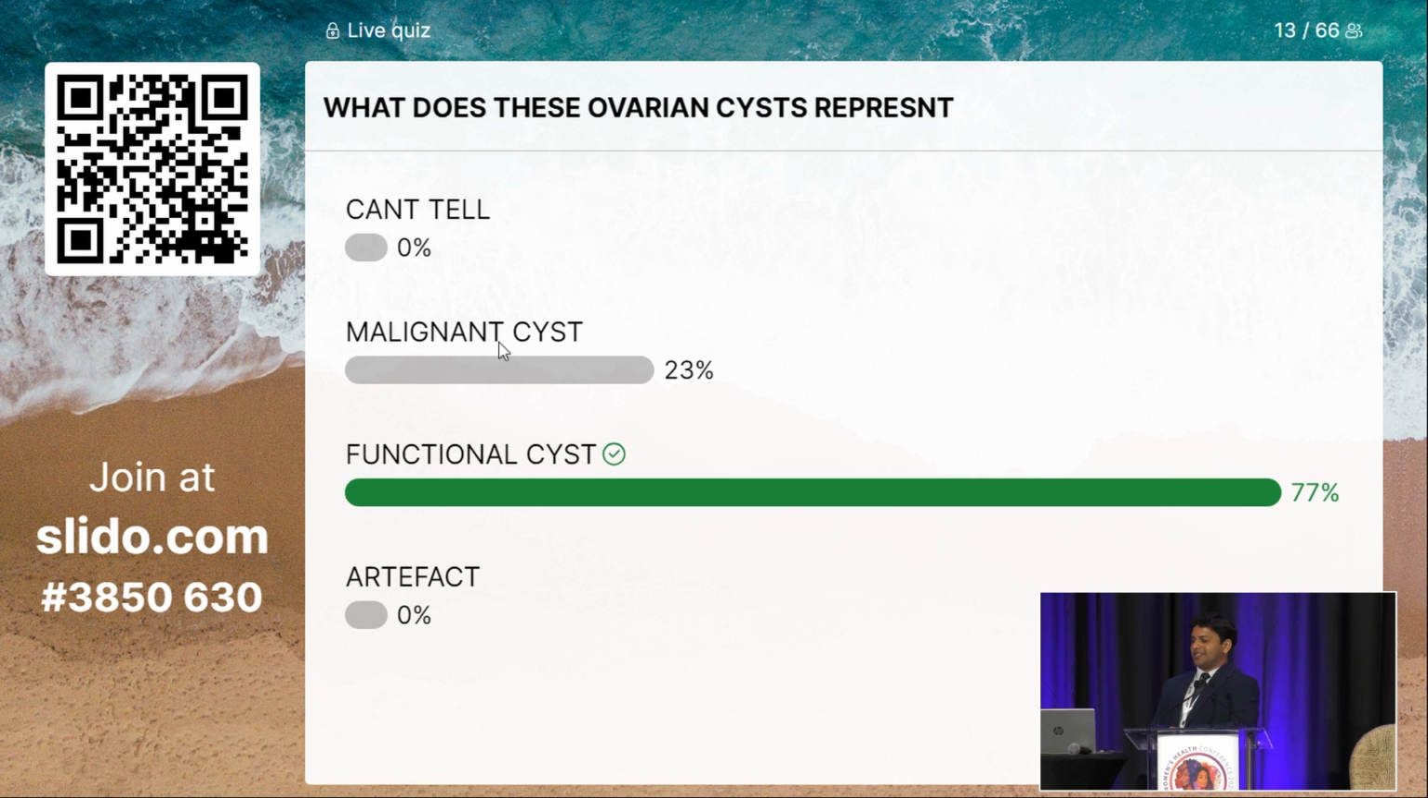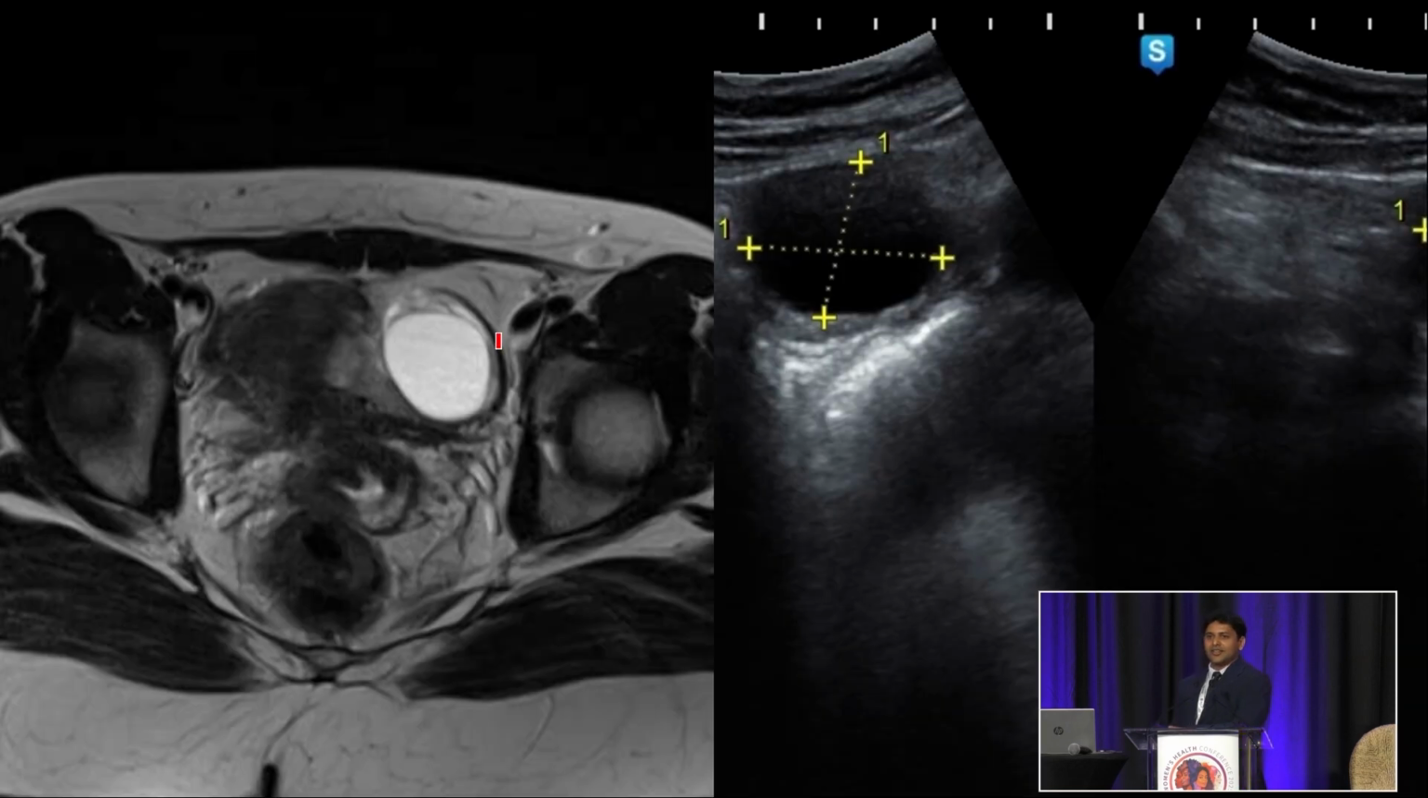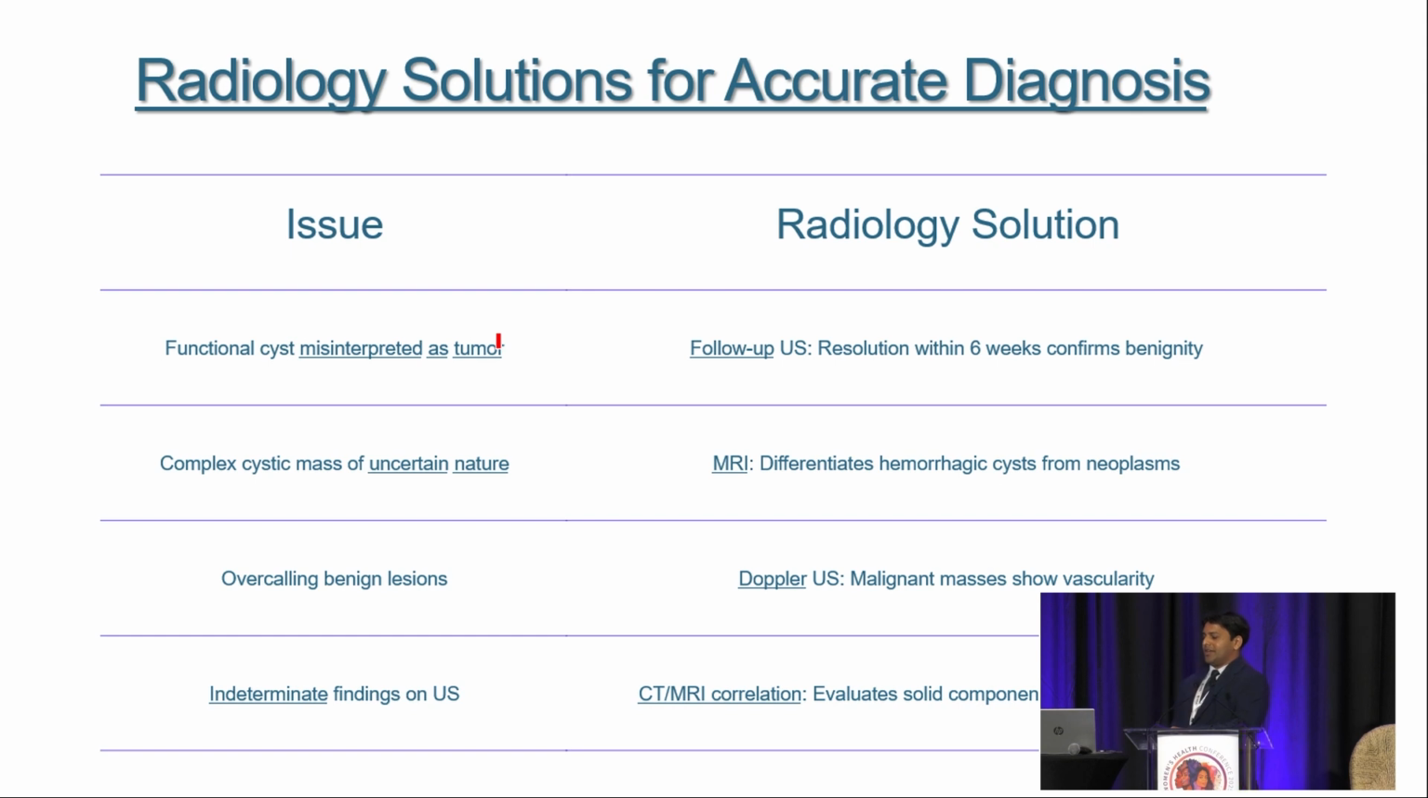Okay, most of you think it's a functional cyst, and that's the right answer here. What you're seeing is a very clear cyst. It doesn't have any solid components or anything inside. So it represents a simple cyst. And on ultrasound, what you can see is distal enhancement. It means the inside contents are very clear. So functional cysts can sometimes be misinterpreted as tumors.